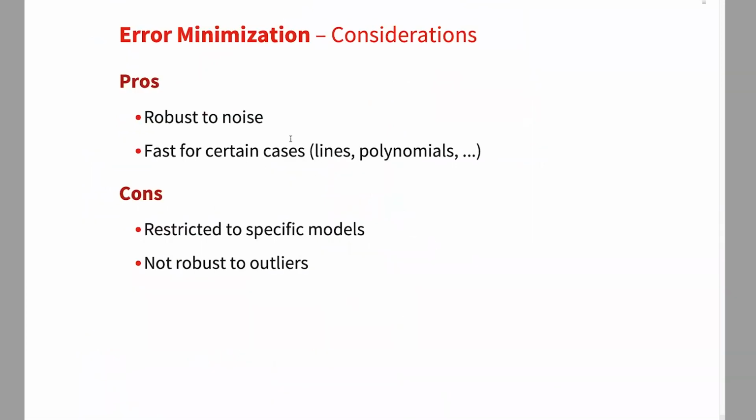So for this one, it's robust to the noise, unlike the previous one. It's fast for certain cases like lines and polynomials. However, it's still restricted to certain models and is not robust to outliers.